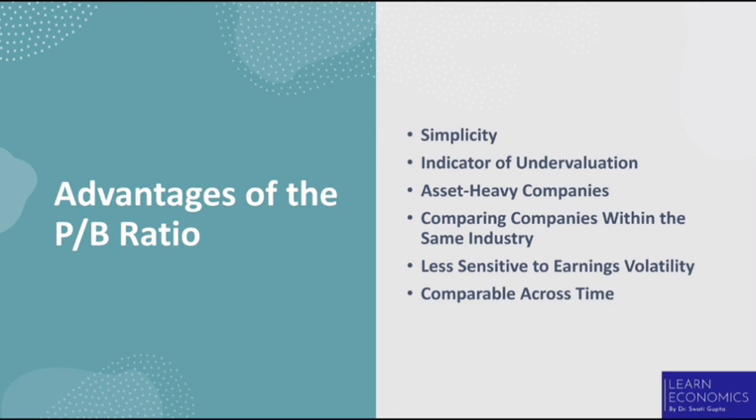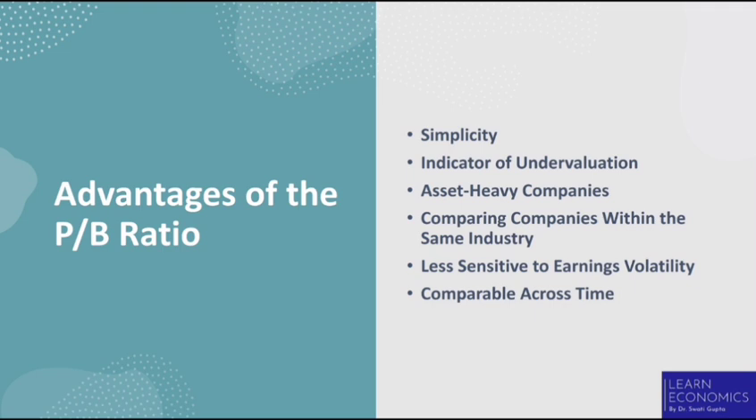Fifth, less sensitive to earnings volatility. PV ratio is based on assets and liabilities, which are more stable. A company with volatile earnings due to market changes may still have a stable PV ratio if its assets remain constant. Sixth, comparable across time.